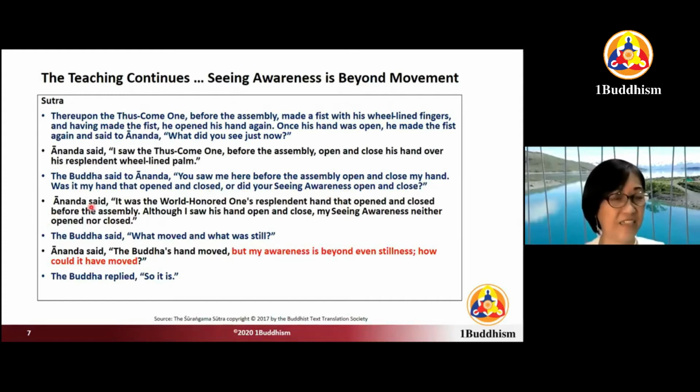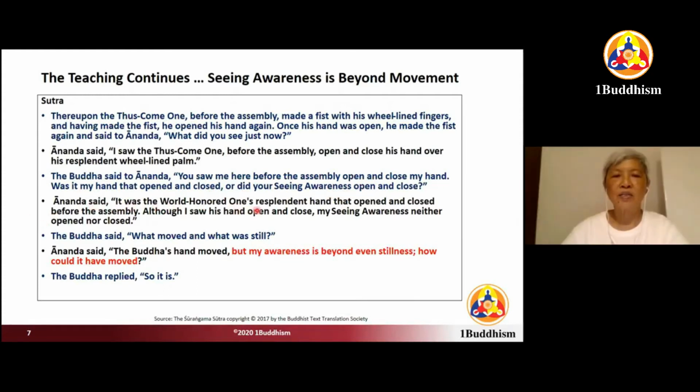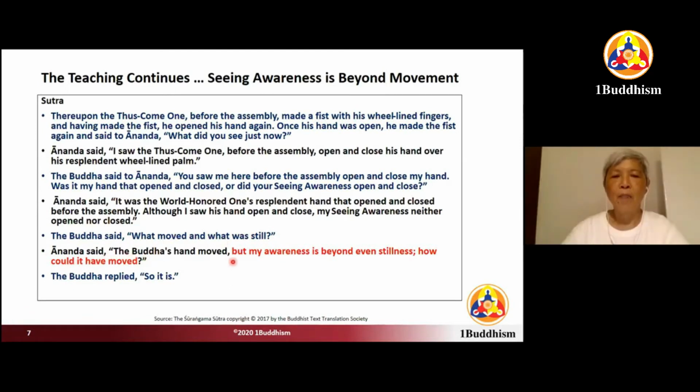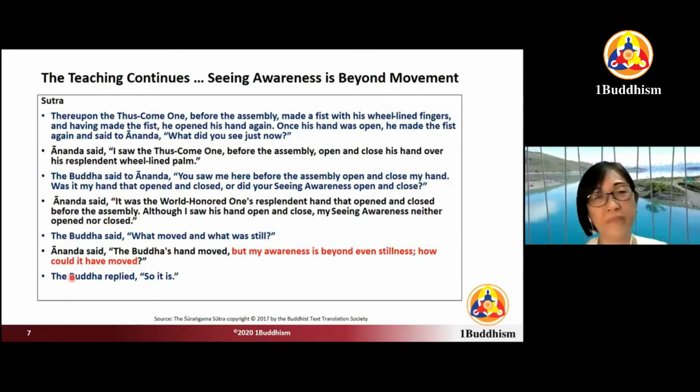Ananda said, "It was the Well-Honored One's resplendent hand that opened and closed before the assembly. Although I saw his hand open and close, my seeing awareness neither opens nor closes." The Buddha said, "What moved and what was still?" Ananda said, "The Buddha's hand moved, but my awareness is beyond even stillness. How could it have moved?" And the Buddha replied, "So it is."